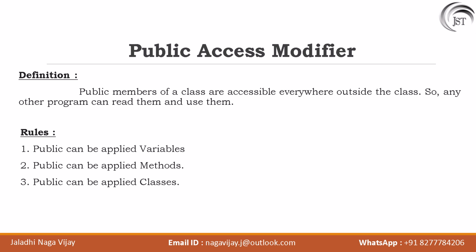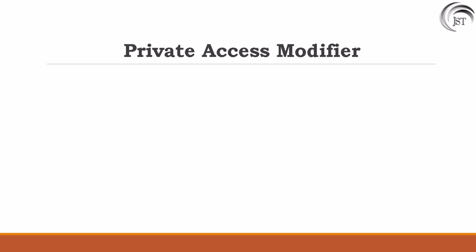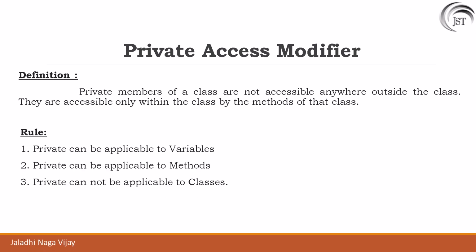We can take another access modifier, the private access modifier. Private members of a class are not accessible anywhere outside the class. They are accessible only within the class, by the methods of that class. We can access private members only inside the class, not outside the class. Private means you can restrict.